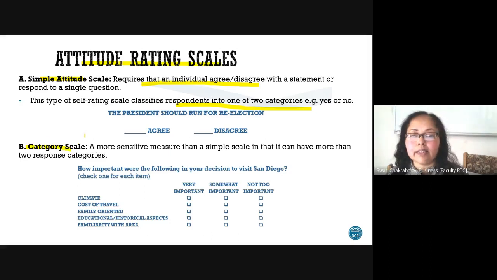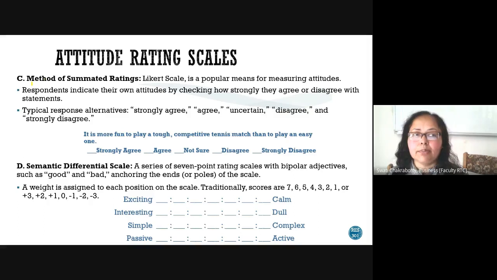Category scale, the second type, is a much more sensitive measure where it can have more than two response categories. How important were the following in your decision to visit San Diego? Climate. So three options: very important, somewhat important, not important. So you come up with more than two. The third type is the method of summated ratings. It's like when we talk of the Likert scale. It's a very popular means of measuring attitudes.